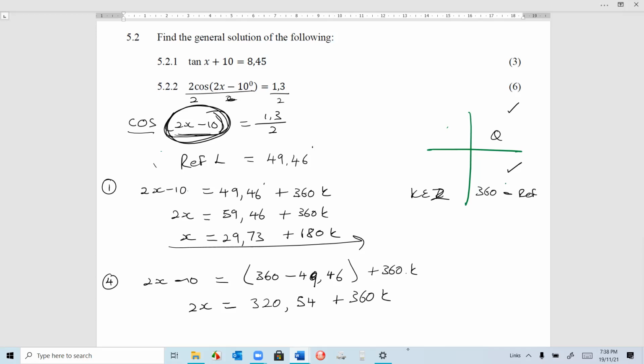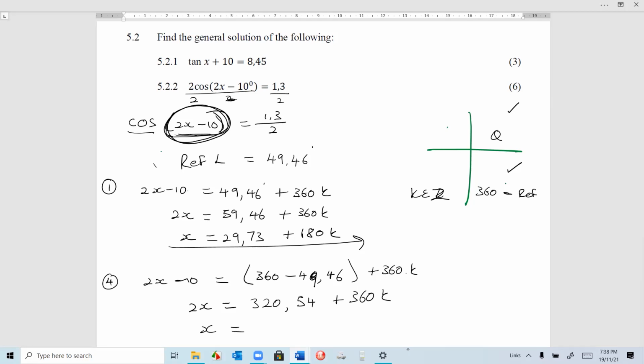Now we're going to take this and divide it by 2. Calculators out. 320.54. Sir, for question 5.22, if we look at the 10 there, it's to the power of 0, sir. Wouldn't that be 1 then? No, that's not power 0. That's a degree sign. We're working with angles. That's 10 degrees. Okay.